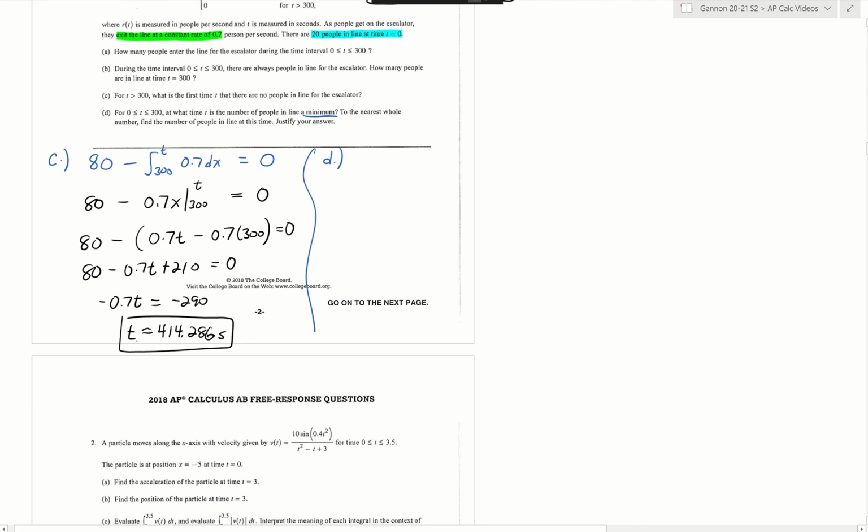But we need to find the critical values, which are going to come from the derivative. So we need the rate at which people are getting in line minus the rate at which people are getting out of the line to equal 0, which is another way of saying we need R of t to equal 0. Okay, we need the rate of people getting in line to be equal to the rate of people getting out of line. So that's what we need to find. So we can use our calculator to solve that equation right there.